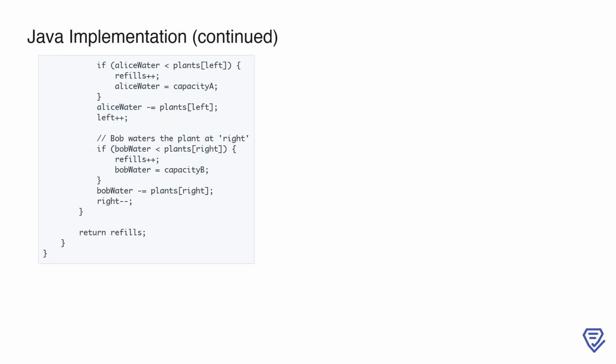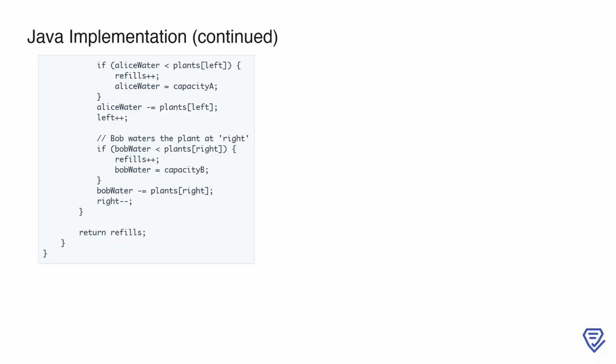Now, outside of the condition where Alice and Bob meet, we handle the general case where they water plants from opposite ends of the array. Alice starts by watering the plant at the left pointer. If her remaining water is less than the plant's requirement, she refills, increments the refill counter, and resets her water to its full capacity before watering the plant. After this, we move the left pointer forward.